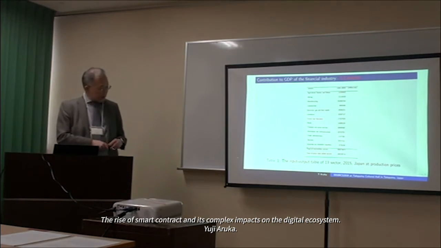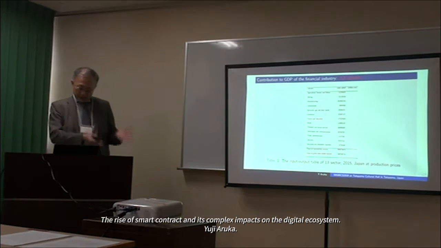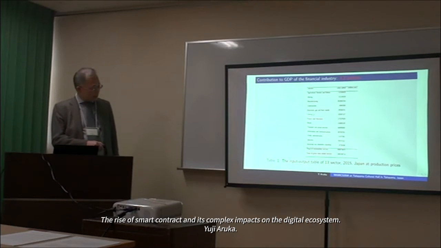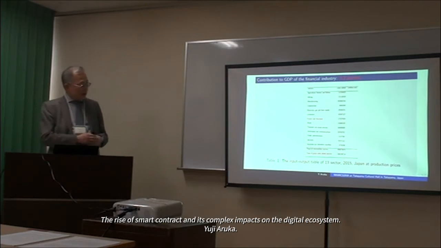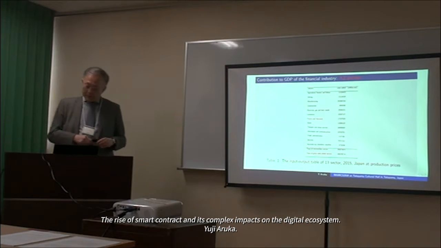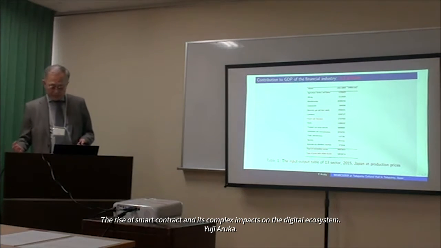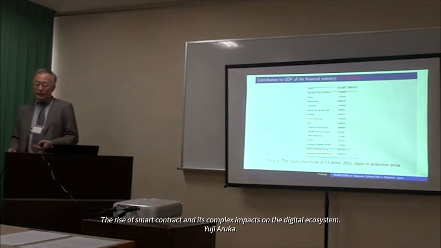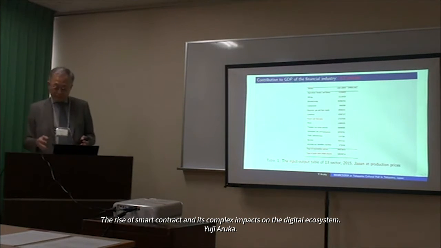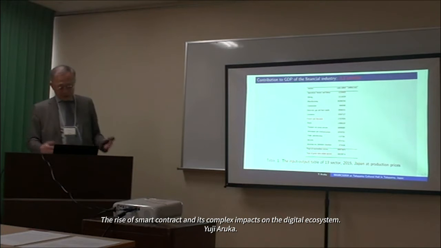But in this case, because of the very small classification, this figure means finance and insurance. If we remove the portion of insurance, the financial contribution will be lower. The same situation holds in the US, and so forth. Maybe double, but within 10%, below 10% of GDP.